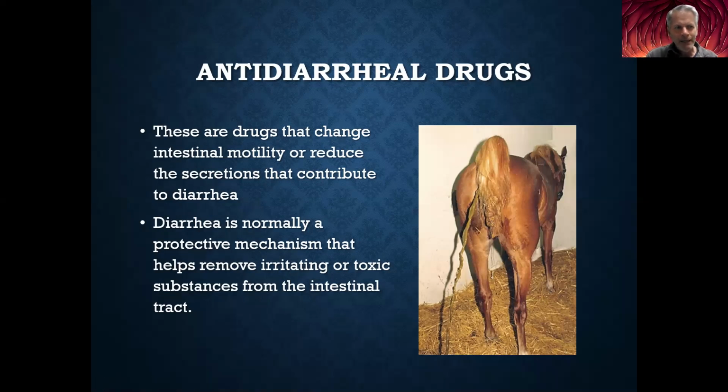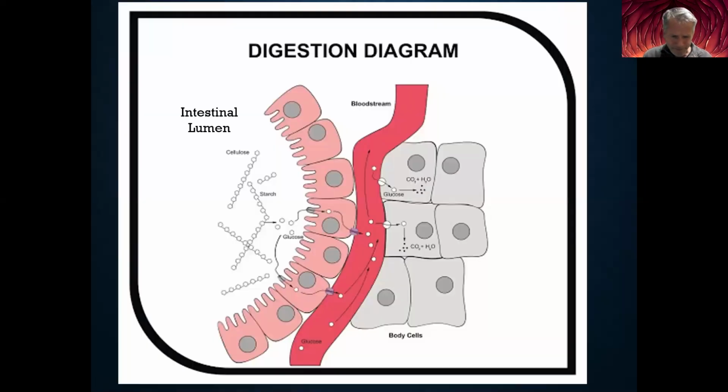And as we said, just like everything else, this is normally a protective mechanism to help get irritating or toxic substances out of your body. But it can get out of control and lead to dehydration and even death. The number one cause of death in children in the world is dehydration from some sort of infection.